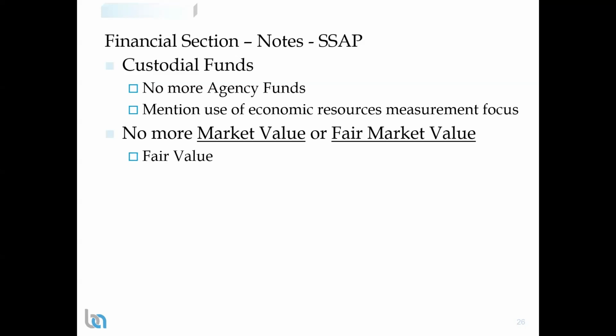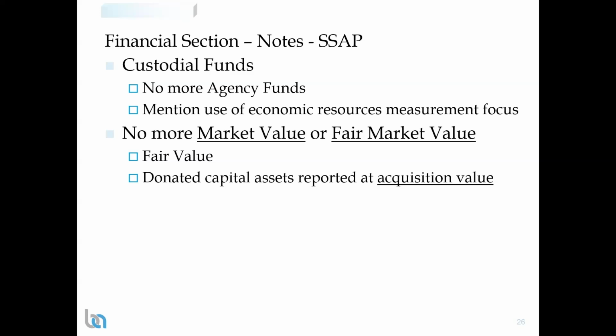Some people ask me, what's the difference? Is it the same thing? Not necessarily. For some things, there is no market. So how do you measure those things that don't have a market? That's the concept of fair value, where it gives you different methodologies in how you come up with a value of some instrument or item you're reporting on your financial statements.